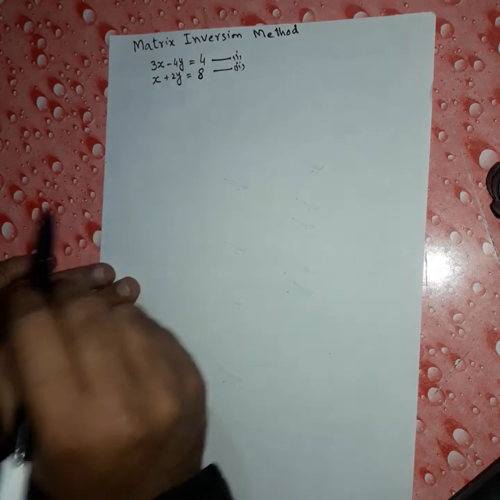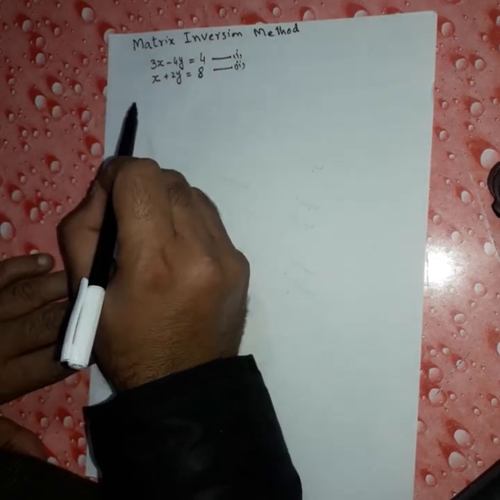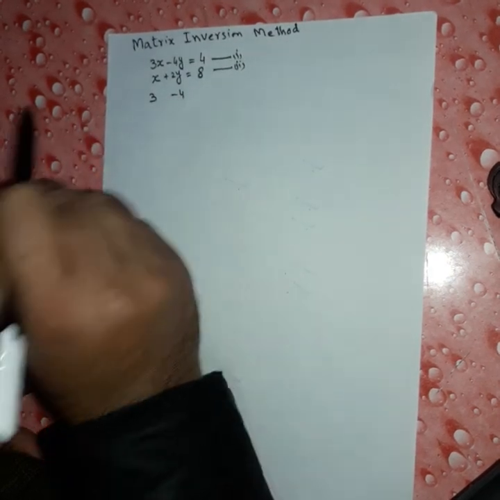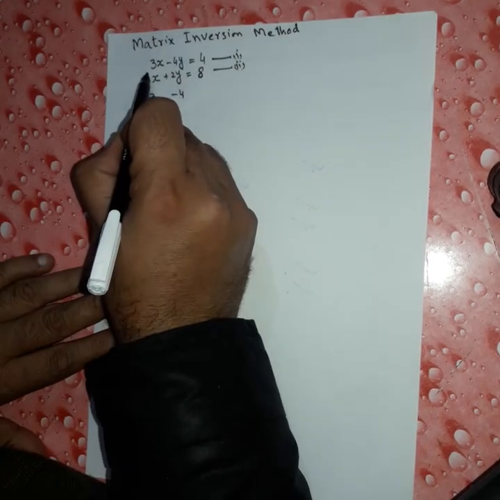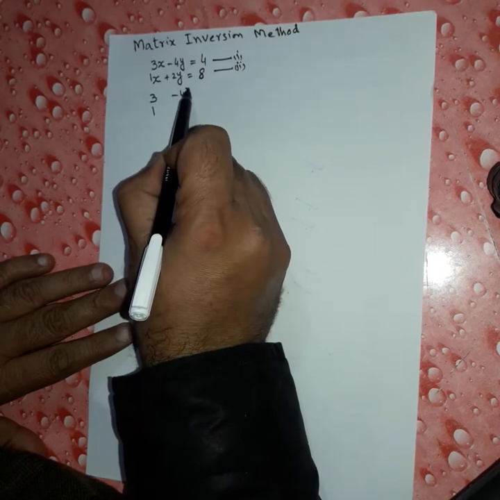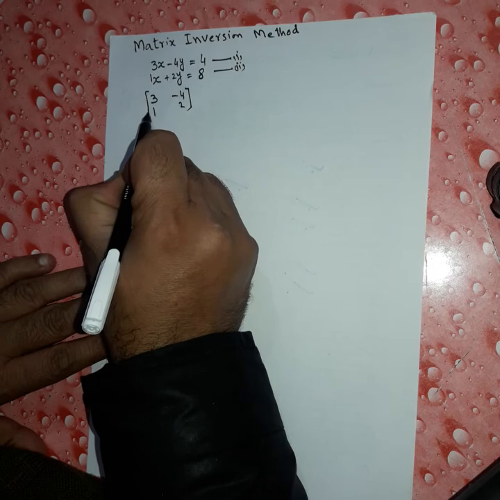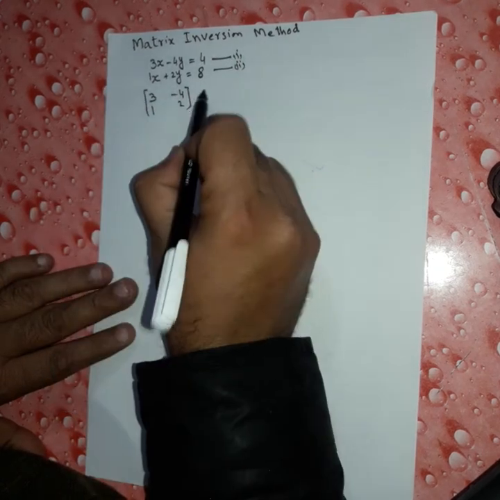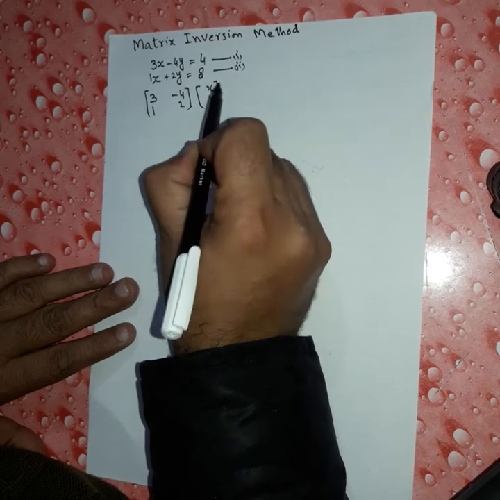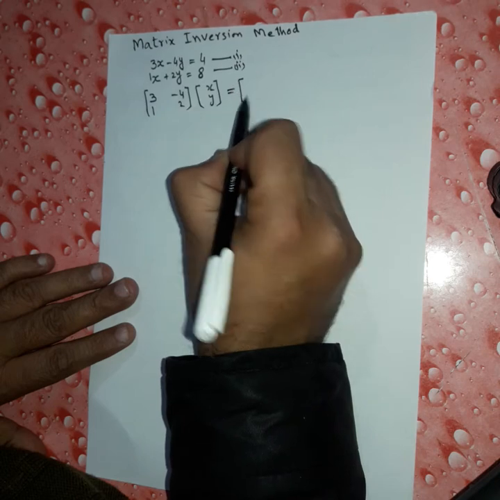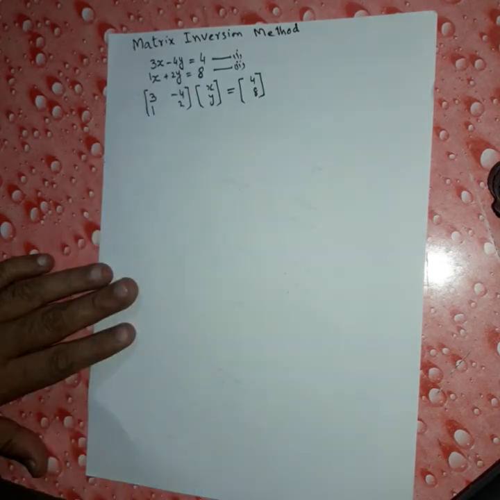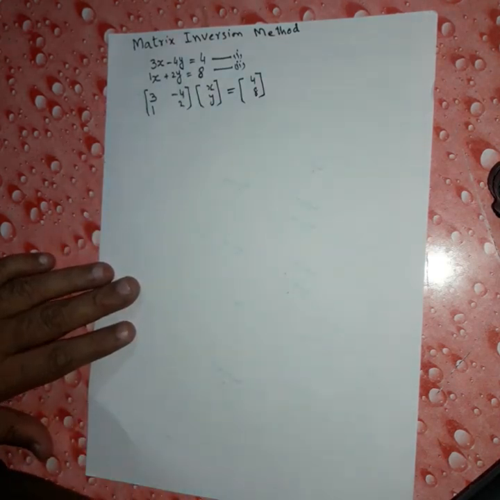In the first equation, variable x has coefficient 3 and variable y has coefficient minus 4. Similarly, variable x has coefficient 1 and the coefficient of y is 2. I represent these four elements in matrix form. Now we have the two variables in matrix form: x, y, equal to the two constants 4 and 8. This is our matrix form of the equations.